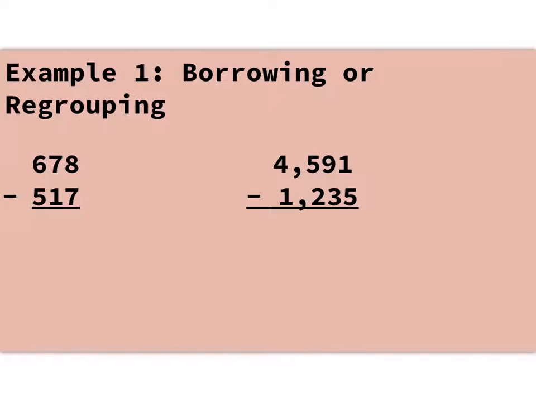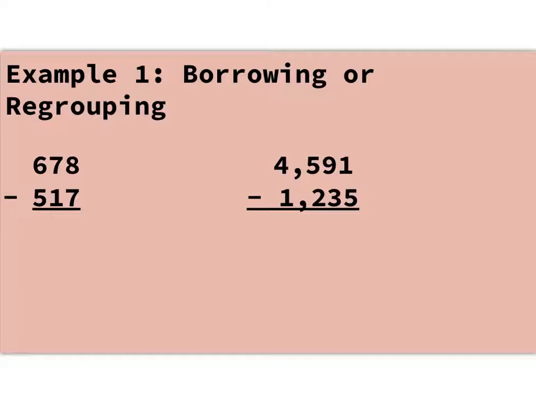Okay, so let's look at the numbers we're going to subtract here. Again, everything goes from place value down, column by column. So we're going to subtract 8 minus 7, which is 1. 7 minus 1, which is 6. And then 6 minus 5, which is 1. So the difference of these two numbers is 161.